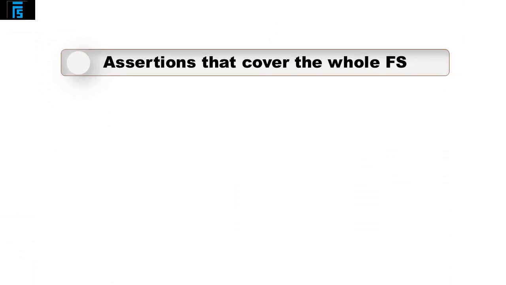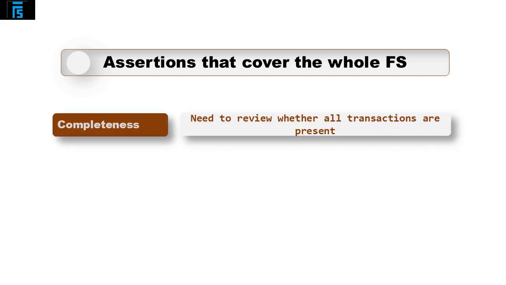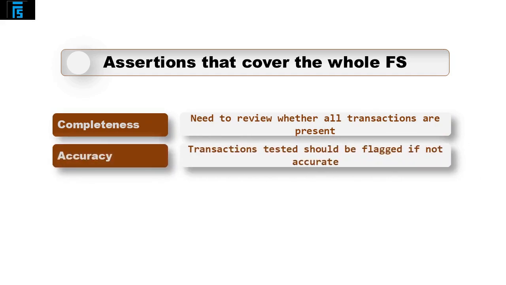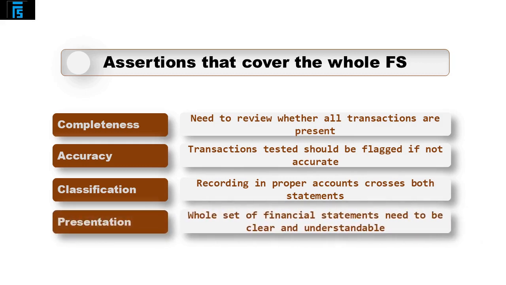There are a few assertions we have covered that are important for the whole of the financial statements and can therefore be used for all balances and transactions. These are completeness, as the auditor would need to review whether all transactions are present; accuracy, as all transactions tested should be flagged if not accurate; classification, as recording improper accounts crosses both statements; and presentation, as the whole set of financial statements needs to be clear and understandable.